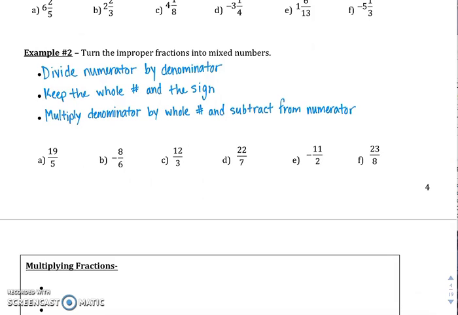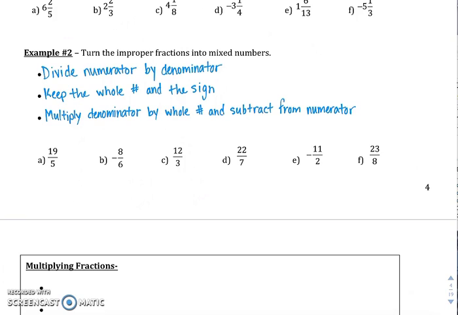So we're going to look now at going the other way and turning improper fractions into mixed numbers, which is what you guys will normally see them as, as opposed to improper fractions. So for these, what we do is we sort of go backwards. Instead of multiplying and adding, we kind of divide and subtract a little bit.